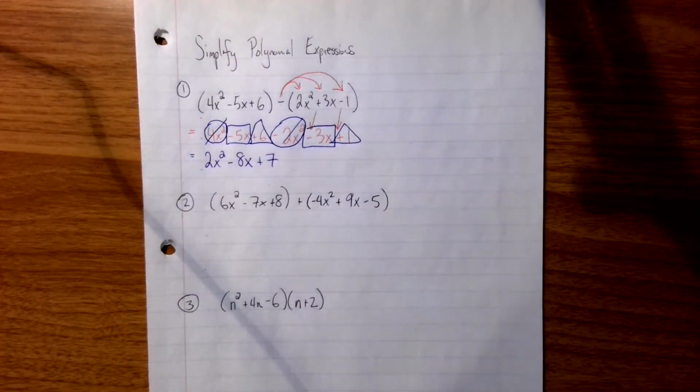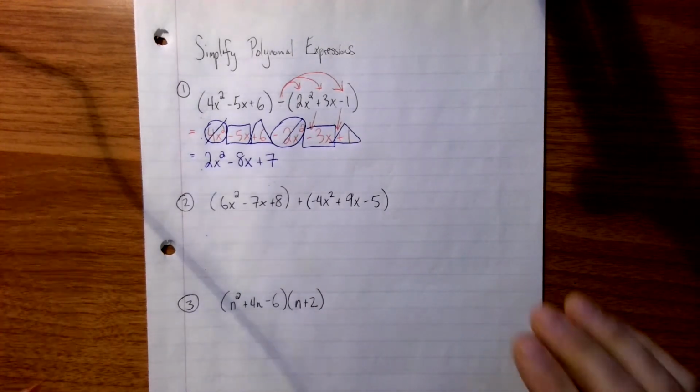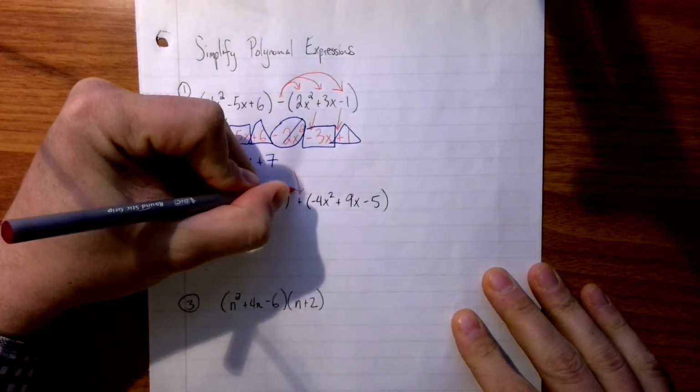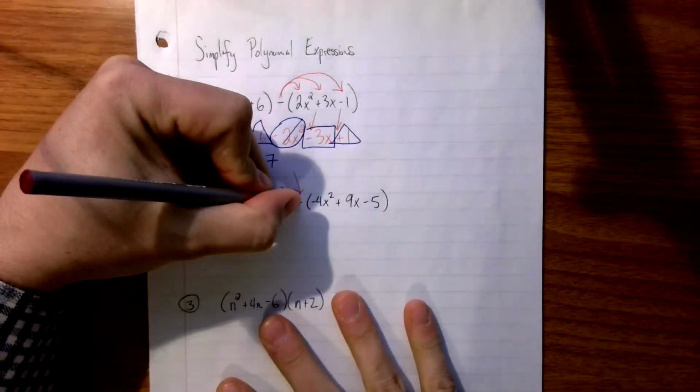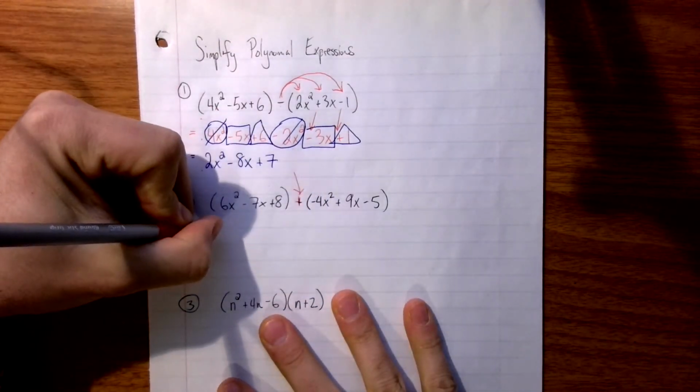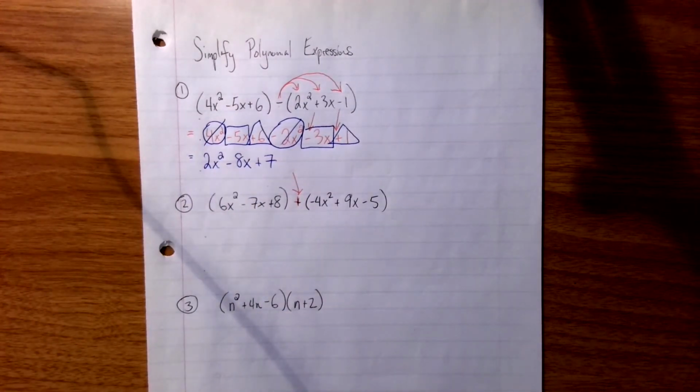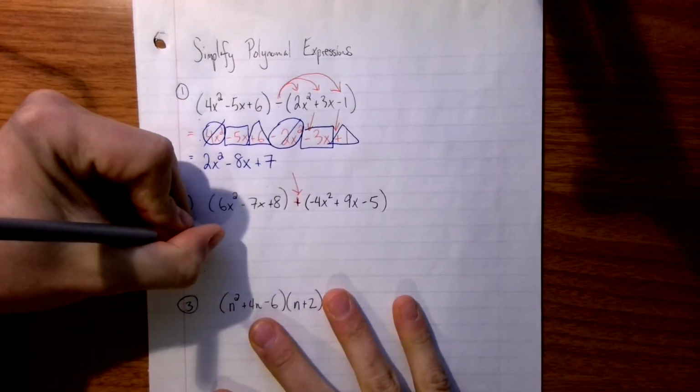Number 2 serves as a reminder to pay attention to what the operation is between the parentheses. Here we see addition. When there's addition between the parentheses, you can go straight to combining your like terms because with addition, we're not going to have any signs change.